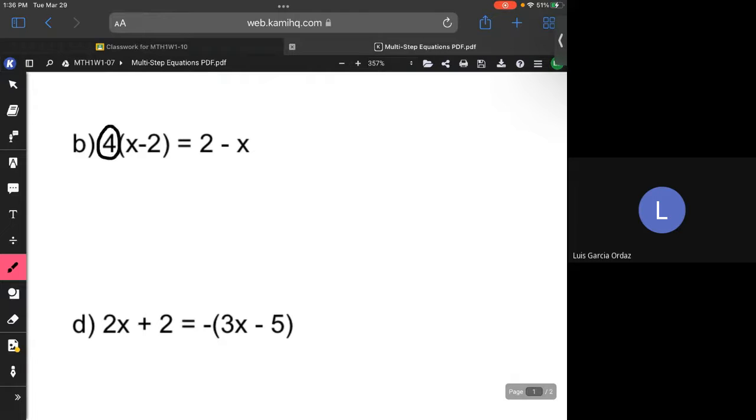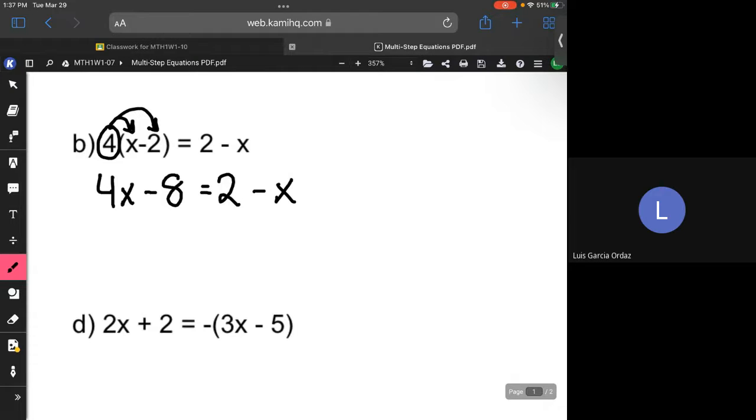So it's 4 times x, which is 4x. And then 4 times negative 2. Positive or negative? Negative 8. That's fine. So we got 4x minus 8 is equal to 2 minus x.